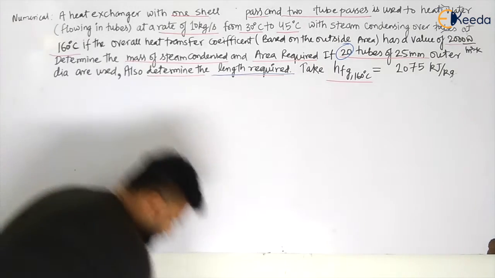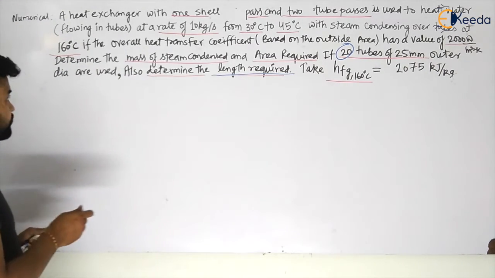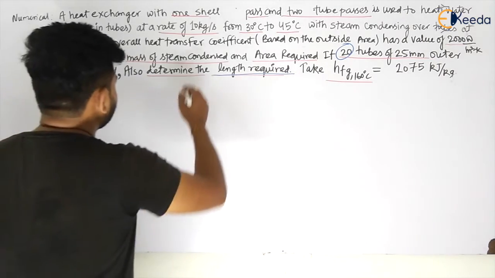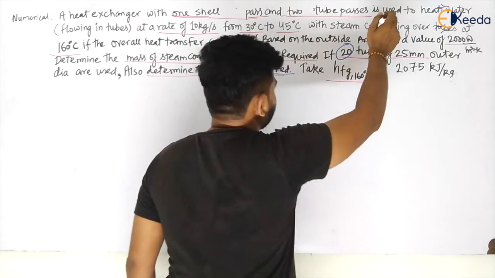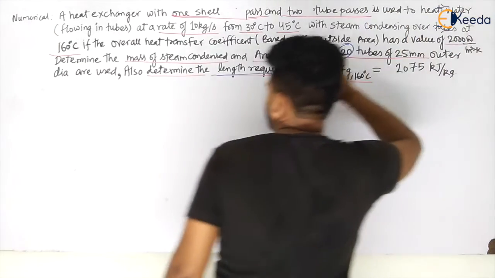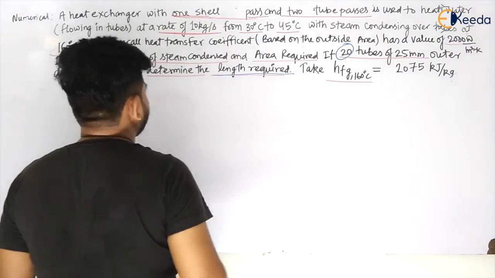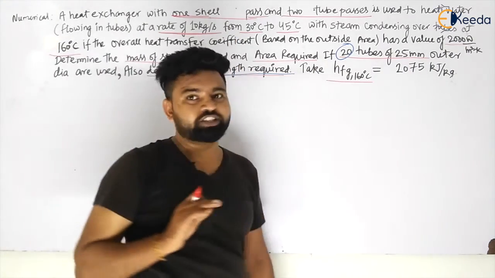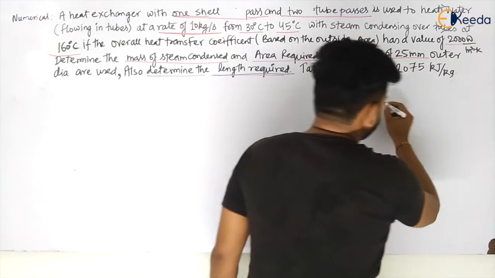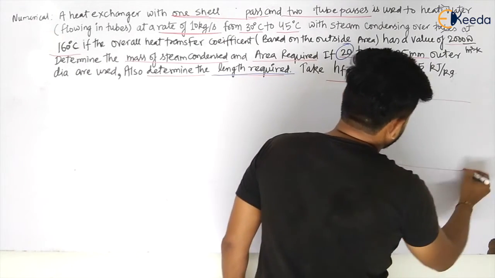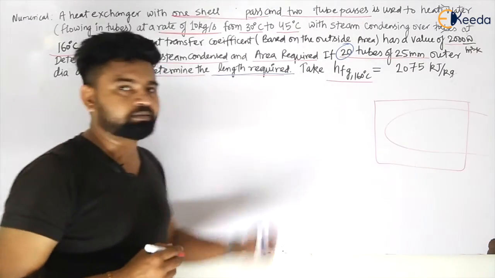So the question is, a heat exchanger with one shell pass and two tube passes is used to heat water flowing in tubes at a rate of 10 kg per second, my dear students. So that is a one shell and two tube pass heat exchanger. One shell, I think I have told you about this. So this is your one shell and that is your two tube passes. Like this there is some heat exchanger.